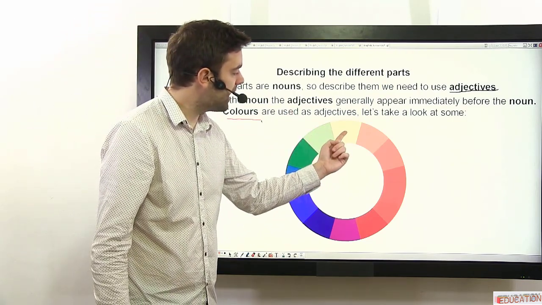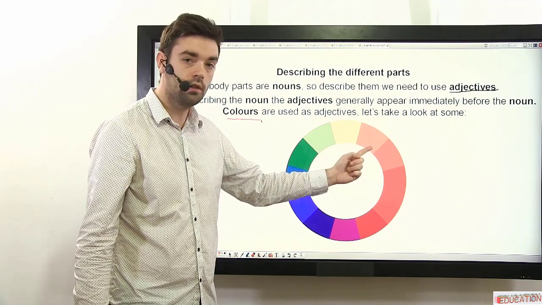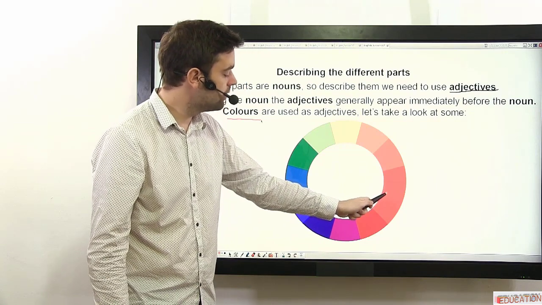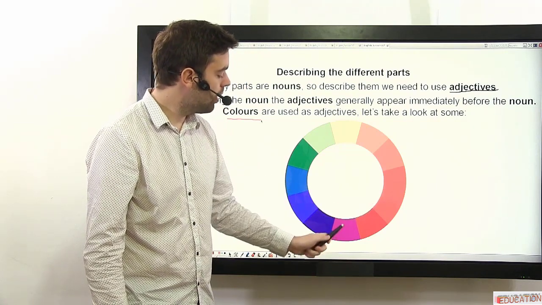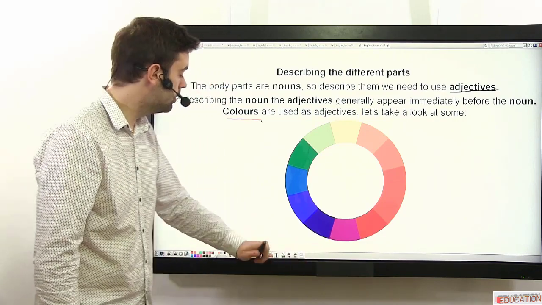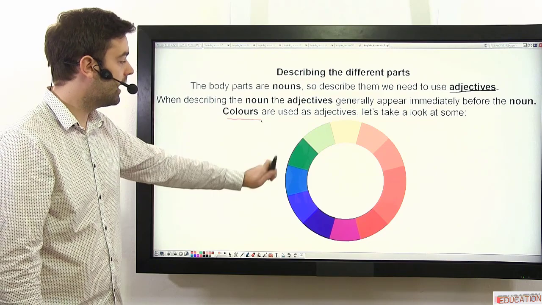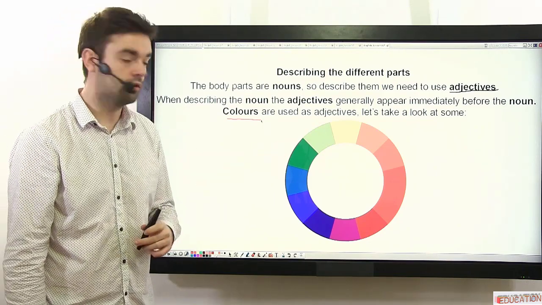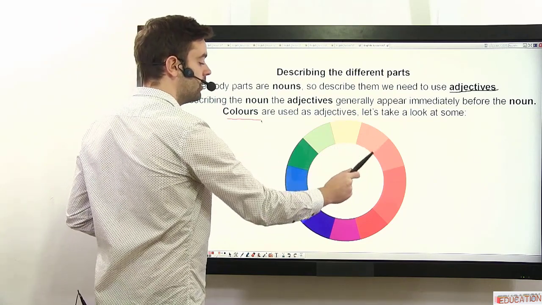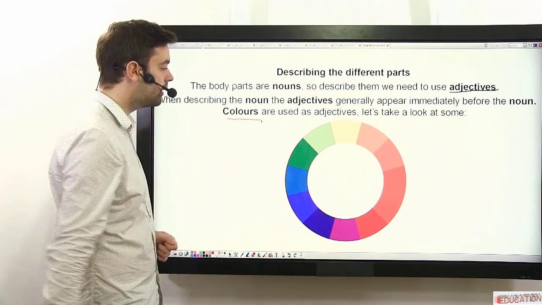We have yellow, orange, red, purple, blue, and green. Yellow, orange, red, purple, blue, and green.